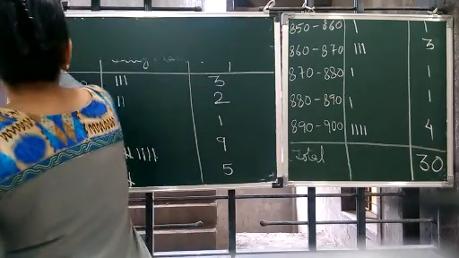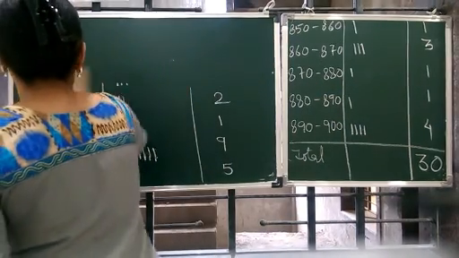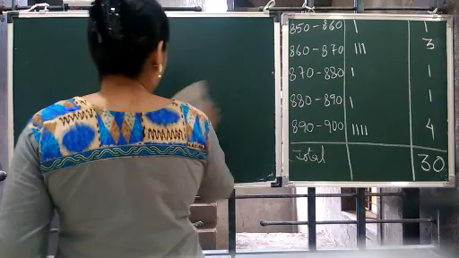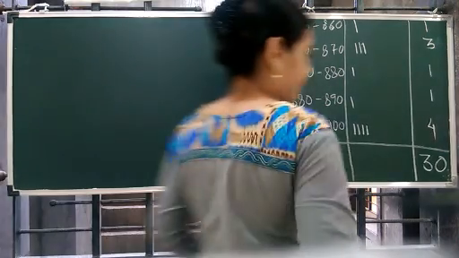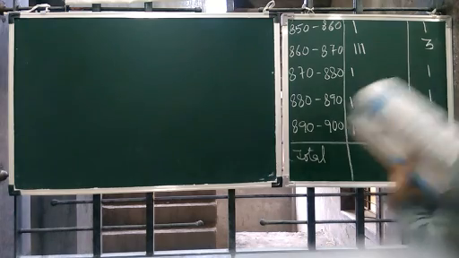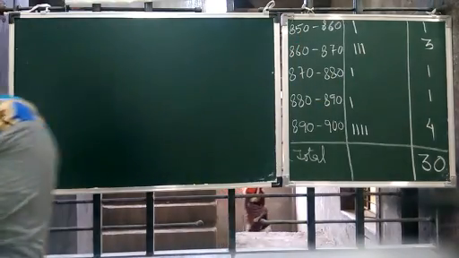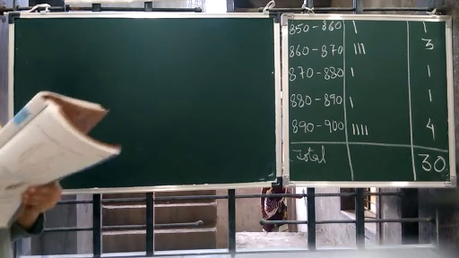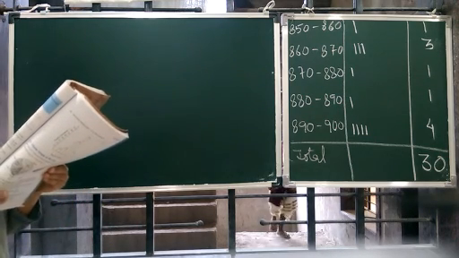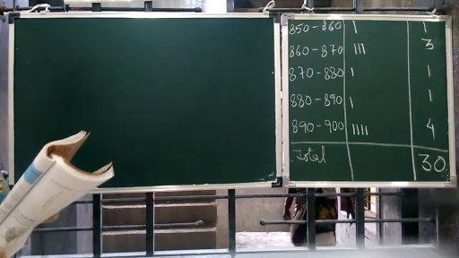Start with question number 4. Draw a histogram for the frequency table which is made for the data in question 3 and answer the following questions. You have to draw a histogram.